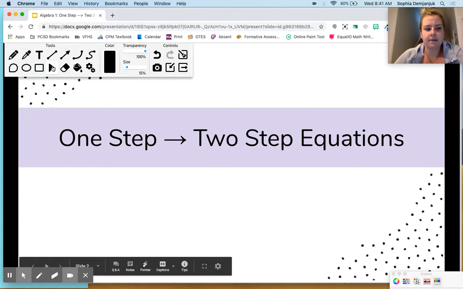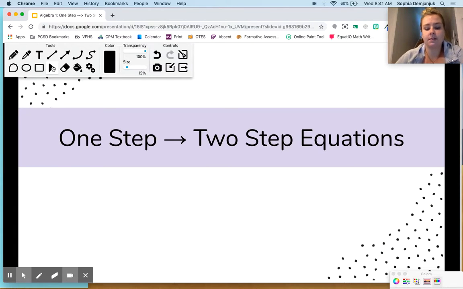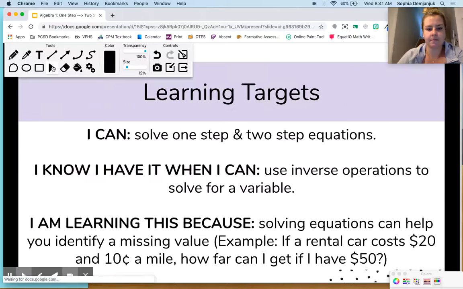So your lesson title for today is going to be 1-step to 2-step equations. We're going to start out with 1 step just to give you a review, and then we're going to make it a little bit trickier by involving 2 steps. Your learning targets are I can solve 1-step and 2-step equations. I know I have it when I can use inverse operations to solve for a variable. You're learning this because solving equations can help you identify a missing value.